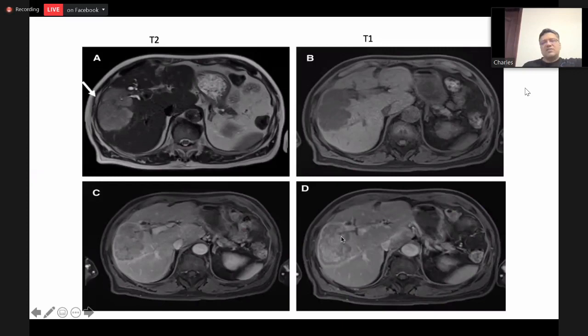And in the portal venous phase, the lesion is becoming more and more enhanced. So it's likely to be an intrahepatic cholangiocarcinoma.